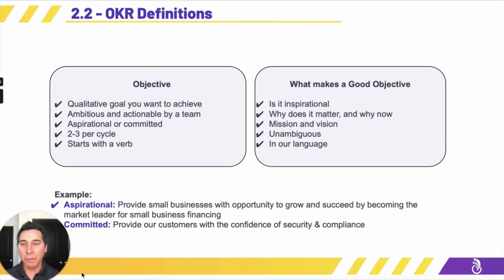So let's take a look at a couple of examples. So here we have the aspirational objective, and in this case it's to provide small businesses with the opportunity to grow and succeed by becoming the market leader for small business. And with an objective like this, it drives the conversation around small businesses with the opportunity to grow and succeed. How do we define success there? What does succeed mean exactly? And more importantly, what does it mean to become the market leader? How do we define that, right?